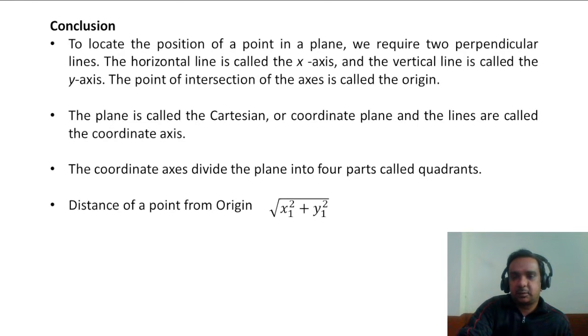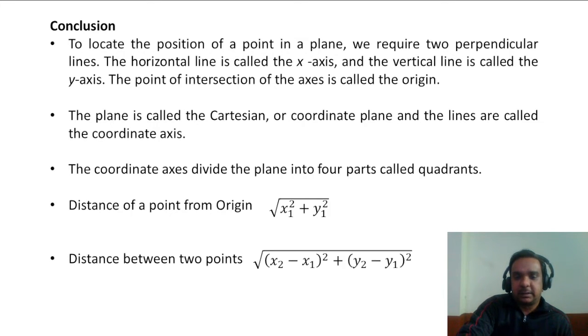The distance of a point from the origin is equal to the square root of x1 square plus y1 square, and between two points it is the square root of (x2 minus x1) whole square plus (y2 minus y1) whole square.